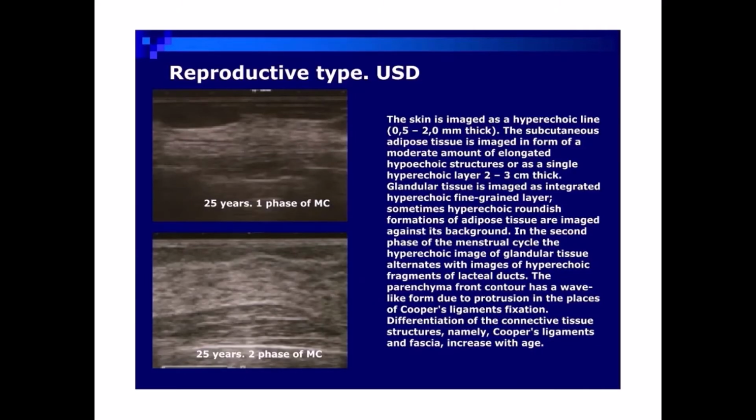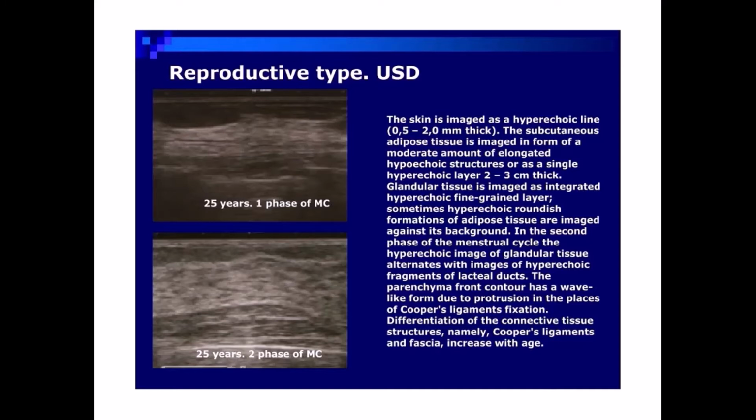Reproductive type, ultrasound. The top image is showing 25 years, first phase of menstruation cycle. The bottom image is showing 25 years, second phase of menstruation cycle. The skin is imaged as a hyperechoic line, 0.5 to 2.0 mm thick.